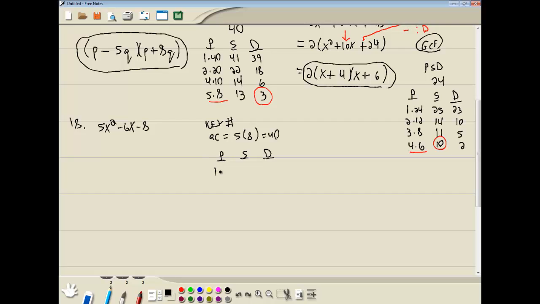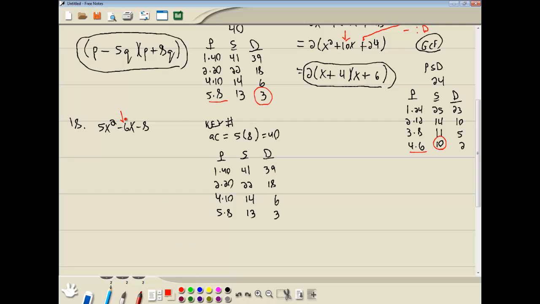All the products give us 40. We got 1 times 40, 2 times 20, 4 times 10, 5 times 8. Add them. 1 plus 40 is 41, 2 plus 20 is 22, 4 plus 10 is 14, 5 plus 8 is 13. Difference column, subtract smaller from larger. 40 minus 1 is 39. 20 minus 2 is 18. 10 minus 4 is 6. 8 minus 5 is 3.